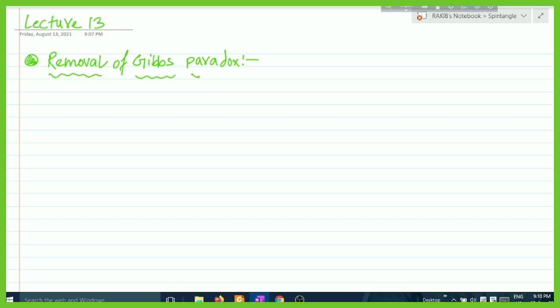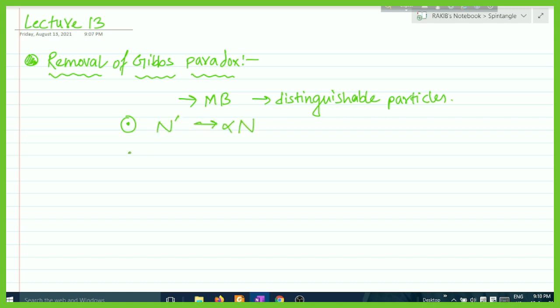The Gibbs paradox is completely based on the Maxwell-Boltzmann statistics and also in case of distinguishable particles. Okay, distinguishable particles, in which a problem arises. There are two problems which are related to each other: if we increase the number of particles by a factor alpha, the volume will also increase by a factor of alpha.